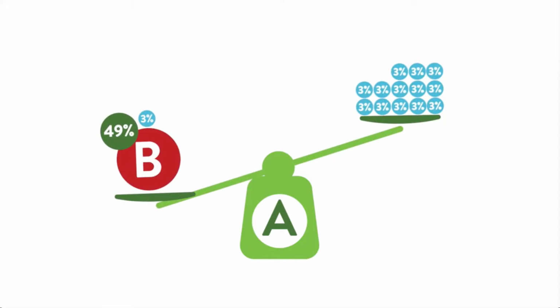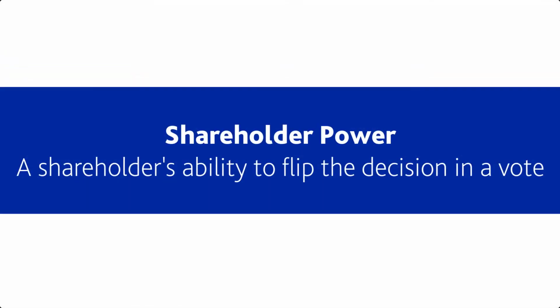This means that the shareholder, who at first glance appears to have limited shareholder power, might in fact have a significant impact in the company vote. We define shareholder power as a shareholder's ability to flip the decision in a vote. Let's examine the shareholder power principle a bit further.